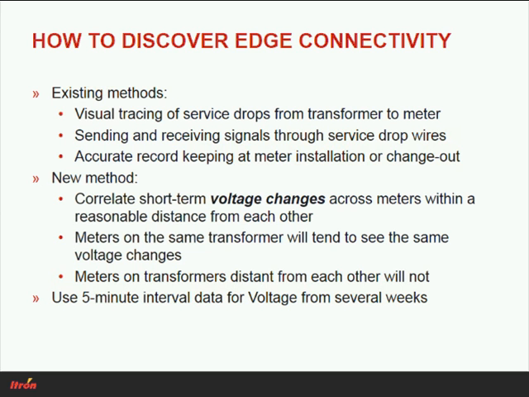We've recently developed a new method that looks for correlation of voltage changes across meters that are within a reasonable distance of each other to either validate or disprove that the meters are connected to the same transformer. To do so, we need 5-minute interval data from voltage for several weeks. Doesn't mean you need 5 minutes forever, but for a while you need 5-minute interval data.